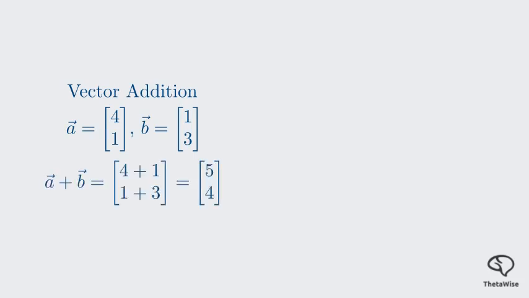Now that we know what a vector is, let's learn how to add them together. We can do this both algebraically and geometrically. Suppose we have vector A, which is (4, 1), and vector B, which is (1, 3). Algebraically, adding vectors is very straightforward. You simply add the corresponding components. We add the top numbers together, and then add the bottom numbers together. So, 4 plus 1 gives us 5, and 1 plus 3 gives us 4.